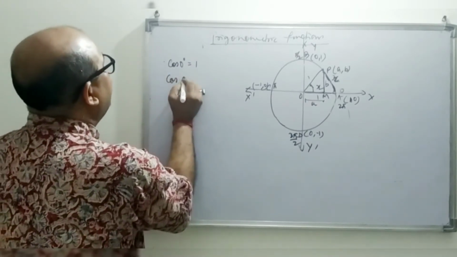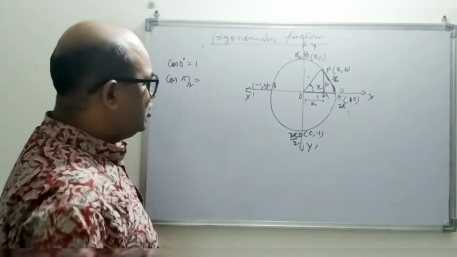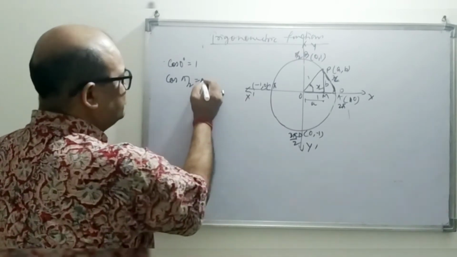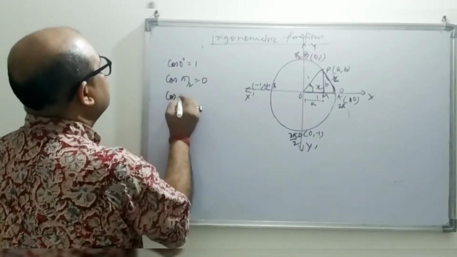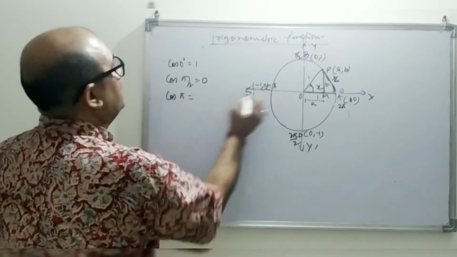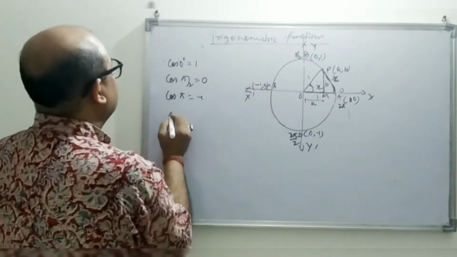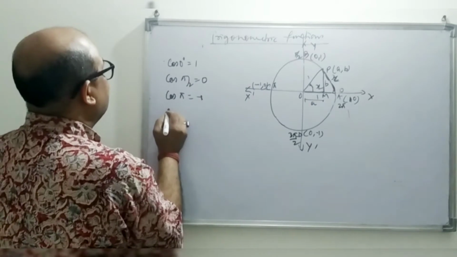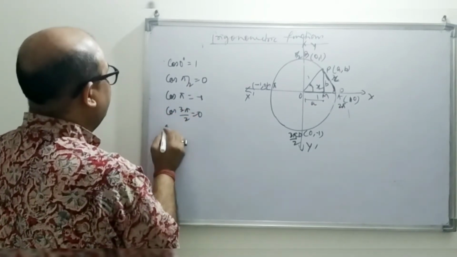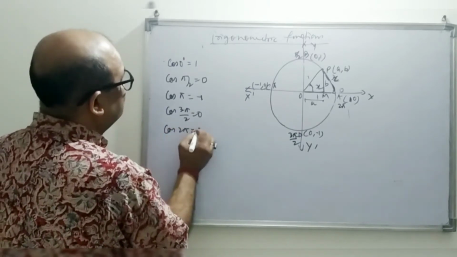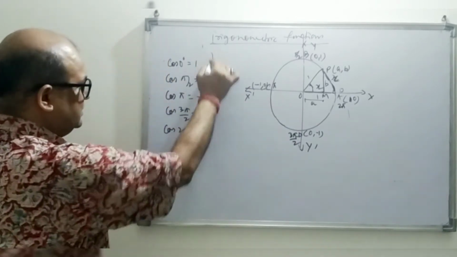Cos pi by 2 becomes 0. Cos pi is minus 1. Cos 3 pi by 2 is 0, and cos 2 pi is equal to 1. This is in case of cos.